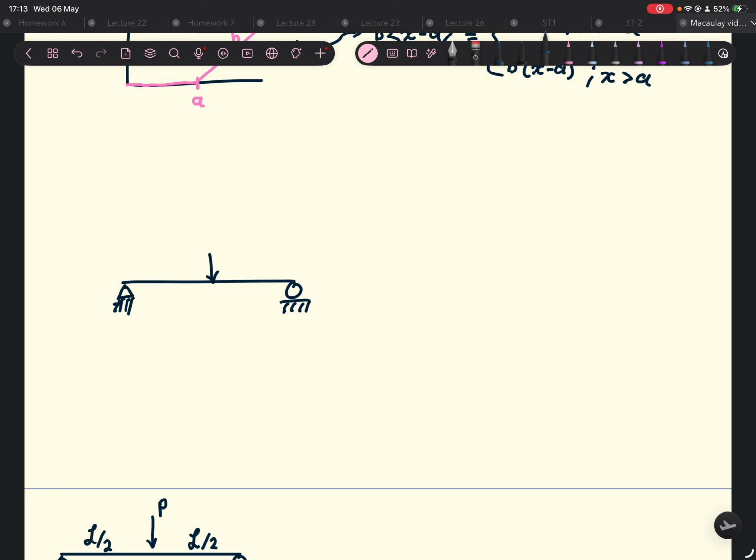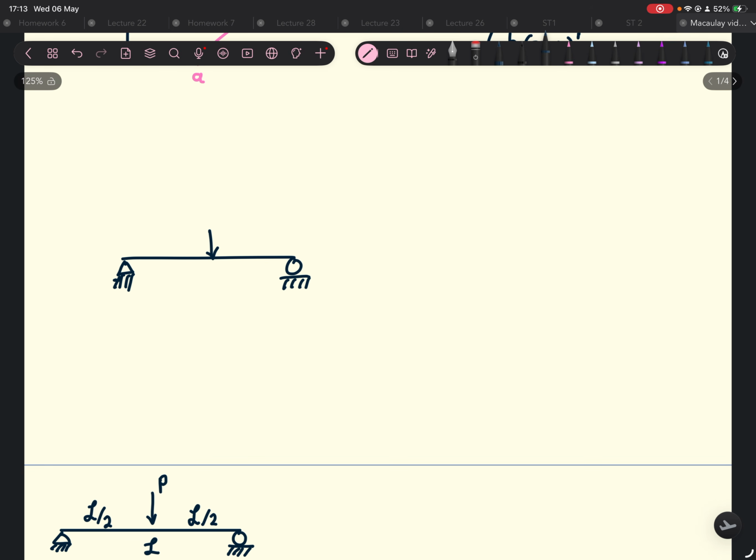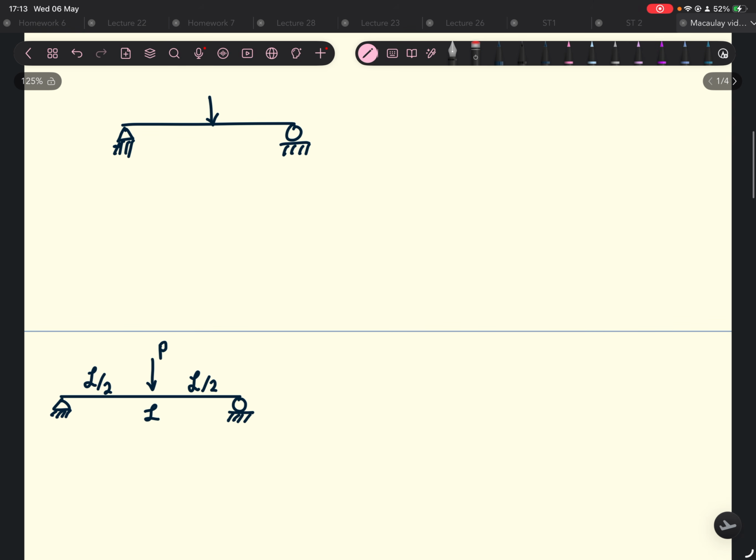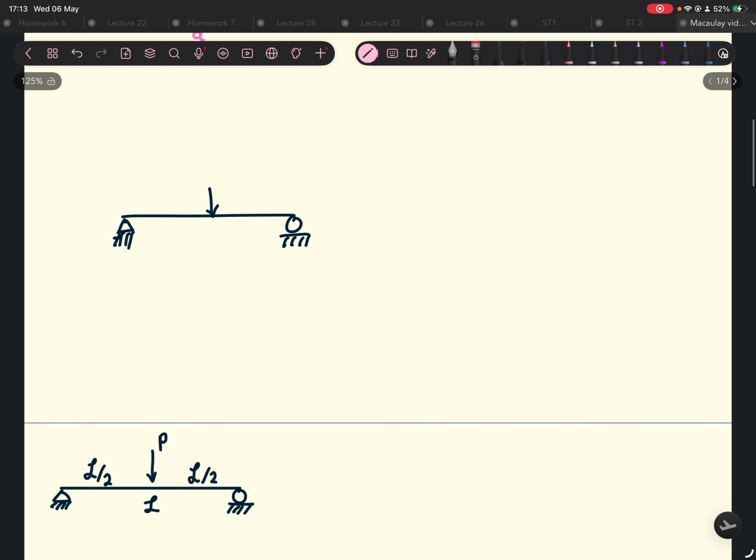So essentially with the Macaulay method, we're going to write one function for this portion over here, and then another function for this portion over here, and we're going to express the jump caused by this force as a discontinuity. I hope that makes sense, but if it doesn't, it's fine. Hopefully it makes sense after we do this example.